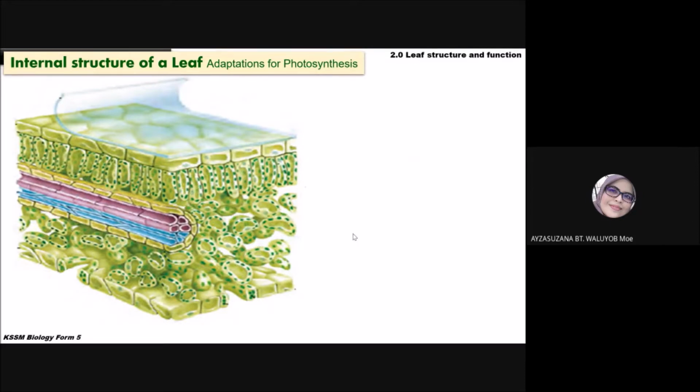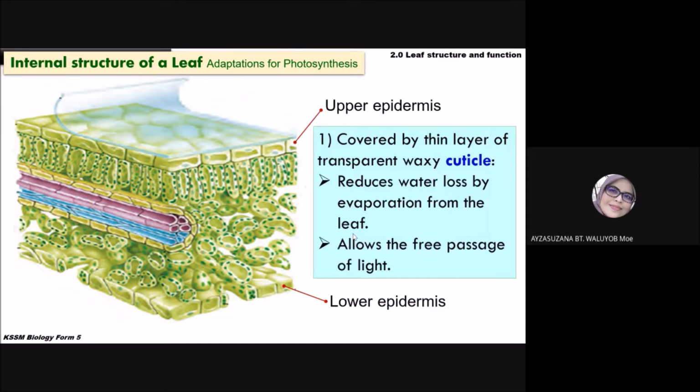Okay, students, we are going to learn the internal structure of a leaf and how this internal structure adapts for the photosynthesis process. First, they have the structure of upper epidermis and lower epidermis that are covered by a thin layer of transparent waxy cuticle. The function is to reduce water loss by evaporation from the leaf and allow the free passage of light.